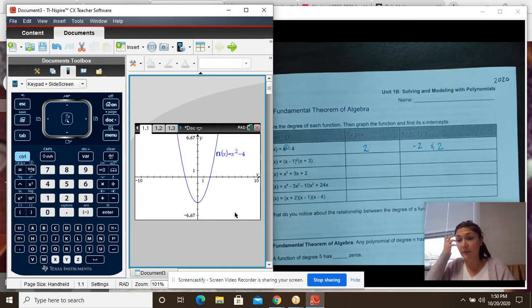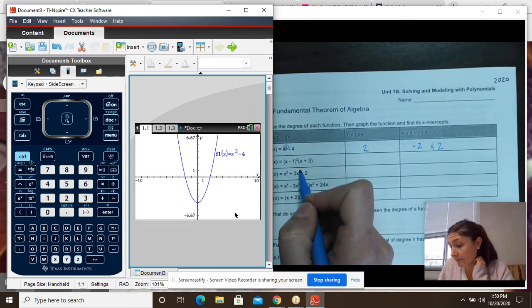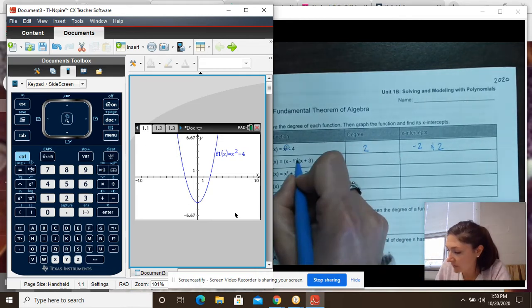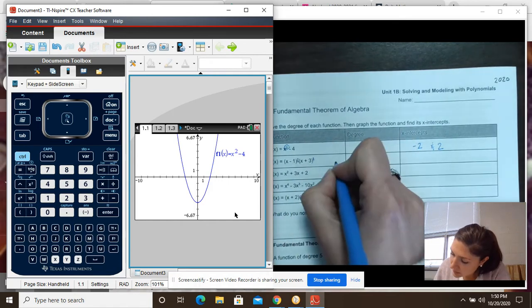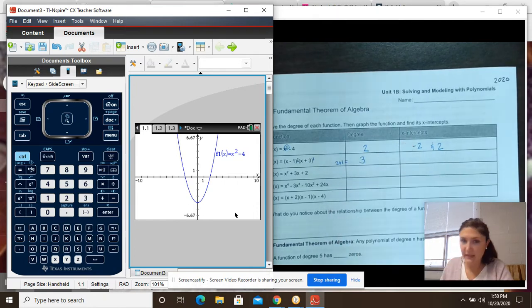And I'm going to do the same thing for my next function. Notice my next function is in factored form. So for factored form, I have to add up those exponents. I have an exponent of 2, and here where I don't see an exponent, that would be 1. 2 plus 1 would give me a degree of 3.